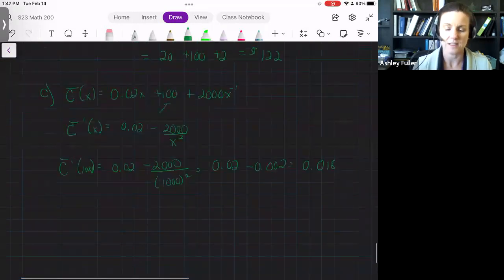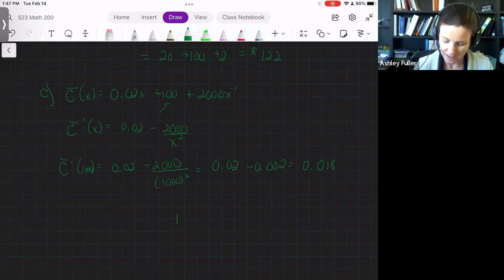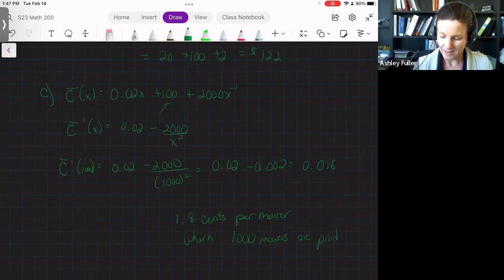0.018. And this translates into the average cost per lawnmower is increasing at 1.8 cents per mower when 1,000 mowers are produced. And again, that is the average cost per lawnmower is increasing when 1,000 lawnmowers are produced. Average cost, but it's marginal, which tells us it's a rate of change.